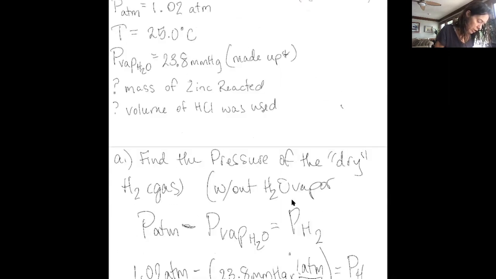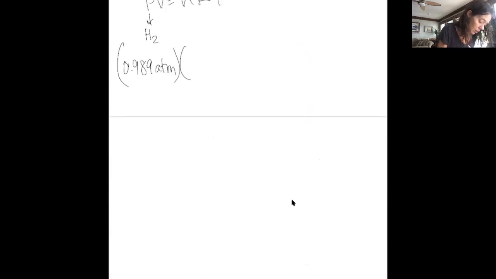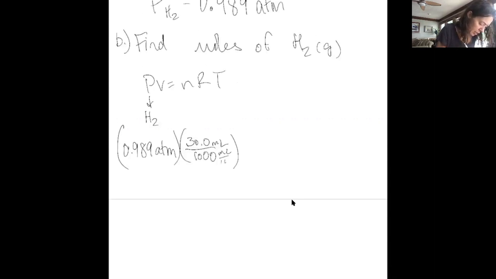Oh, that was 30 milliliters, and we need that to be in liters. So 30.0 milliliters, and if we divide that by 1,000 milliliters per 1 liter, we will get our liters. That's going to give us moles of hydrogen, because our pressure is of hydrogen. Our R is going to be 0.08206 liters atmospheres per mole Kelvin.